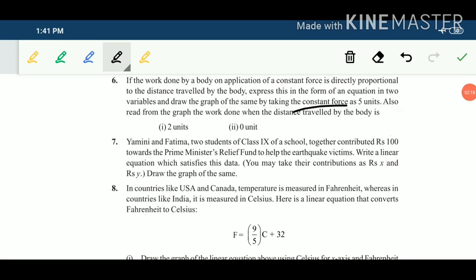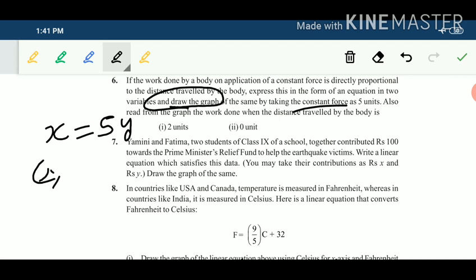Equation of this is work done is equals to force and distance traveled. You have to draw it on the graph. So put the value of y and find the value of x, find at least 2 points of x and y and plot it on the graph. Second is, find the work done.